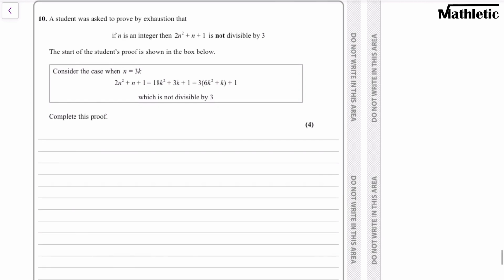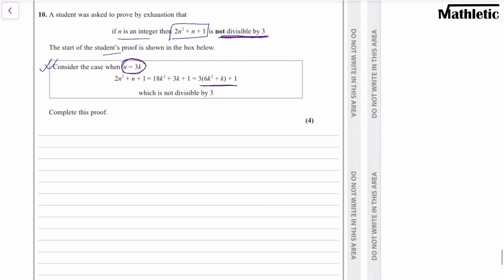For number 10, n is an integer and 2n² + n + 1 is not divisible by 3. That's what we need to prove. So this student has already started this proof with a value of 3k, and he has already proved that this is not a multiple of 3, right? Since the first portion is a multiple of 3, and then plus 1 means this is not a multiple of 3, right? So we need to complete this proof.